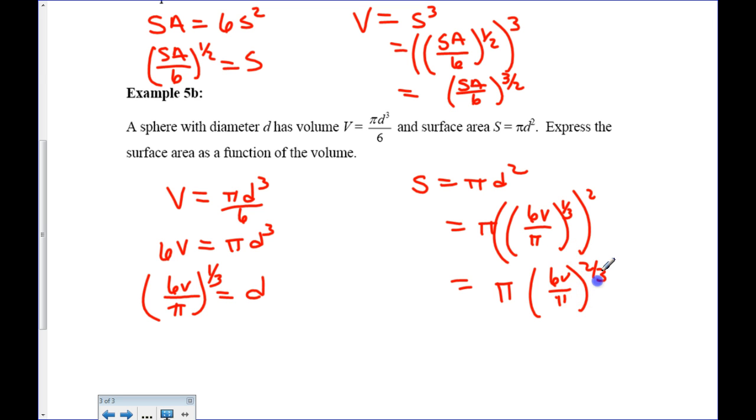Is that pi on the bottom? Yeah, it's a pi. Sorry, I didn't quite write it out again.